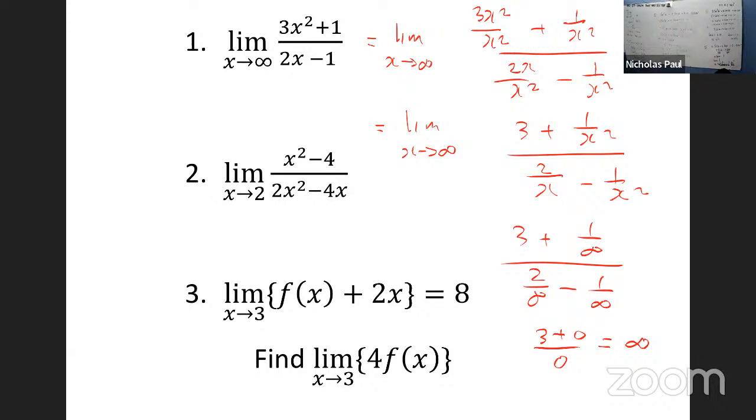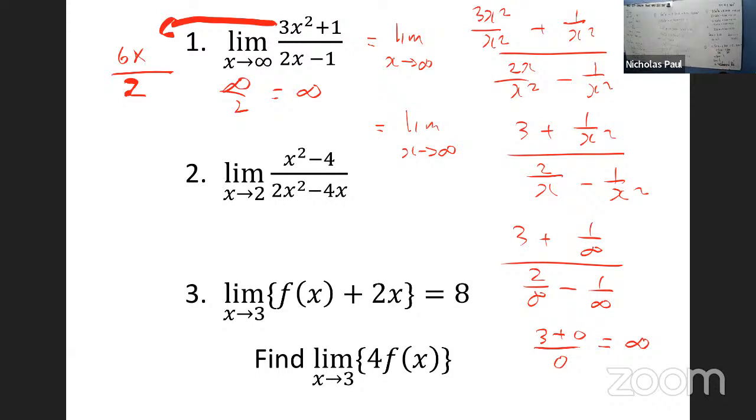Let's check L'Hopital now. Differentiate 3x squared and we're going to get 6x. Differentiate 2x and we will get 2. Okay? When you plug in infinity, you're still getting infinity on 2, which is infinity. And differentiate correctly there.